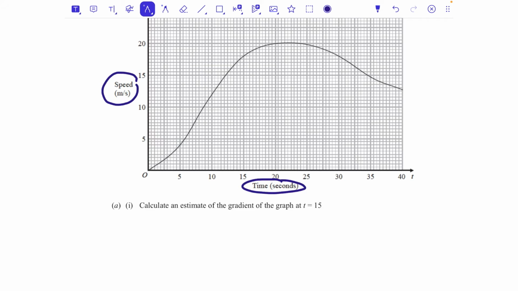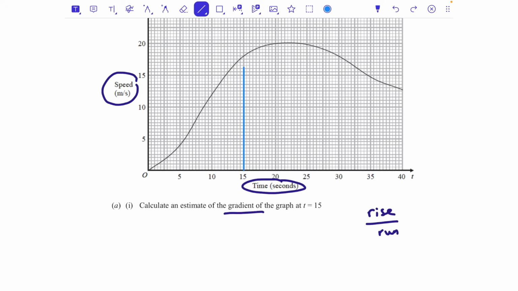Now, the most common mistake I see is people know gradient is rise over run. So what they do is they go to 15, they go up, they go across, and then they just tell me this number divided by this number. That is not the same, okay? What you need to do is draw a tangent at that point.